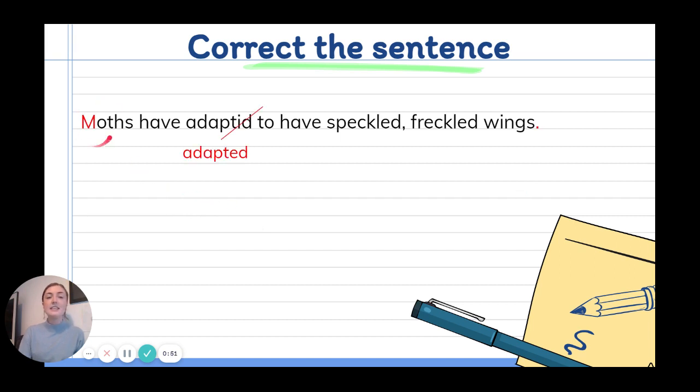The first mistake is that I did not start my sentence with a capital letter. So you should have changed that to a capital. My next mistake is that when I wrote the past tense of the word adapted, I ended with I and D instead of my ed ending, ed. Adapt-ed rather than adapt-id. And then finally, I should have ended my sentence with a full stop. Tick or fix those mistakes.